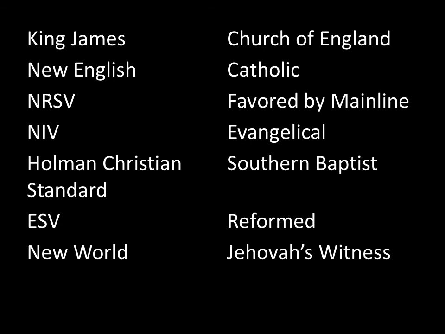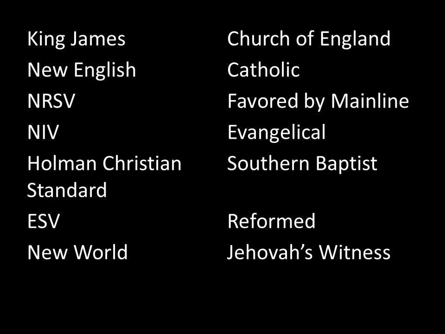For example, the King James was translated by the Church of England back in the 17th century. And so the perspective of the King James Bible is going to reflect the 17th century Church of England. The New English Bible is one of the Catholic translations, and it may have somewhat of a Catholic slant to it.